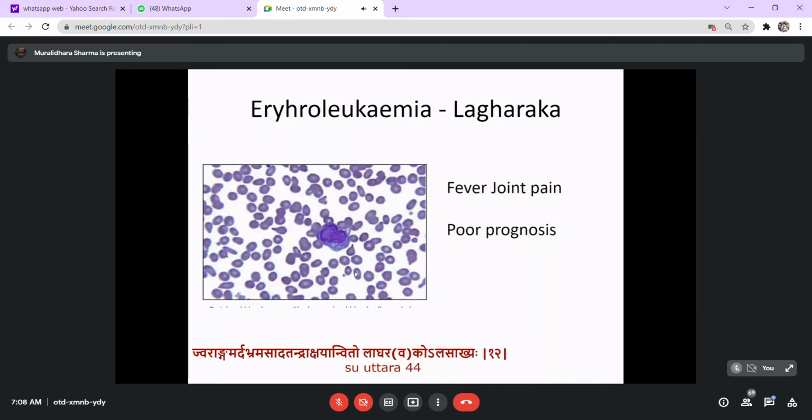Anya bhavitva is a feature of these Lagharaka, and all of these I would consider as Lagharaka, and of course all of them would have a poor prognosis, and a further detailed assessment is absolutely necessary. So each of these leukemias needs to be assessed further, and advice has to be given depending upon the prognosis seen with the current therapies.